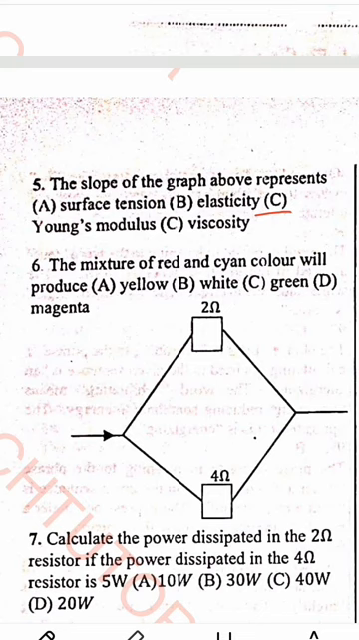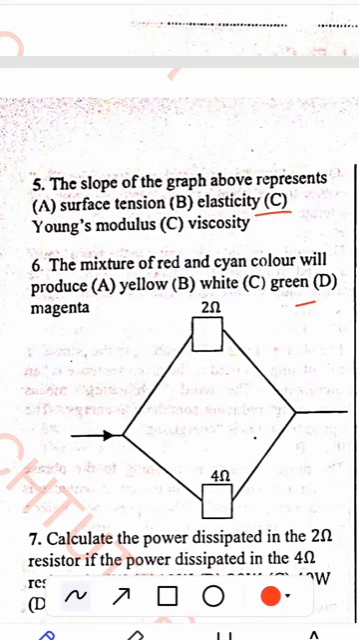The best option to question six is option D. So let's move to question seven.